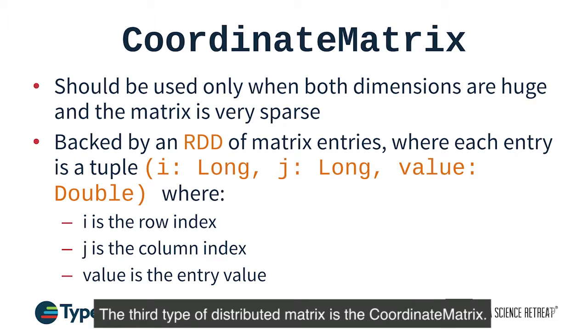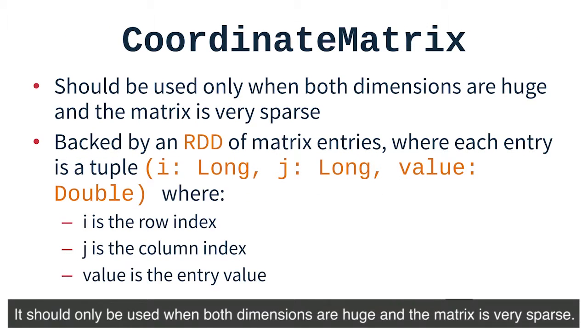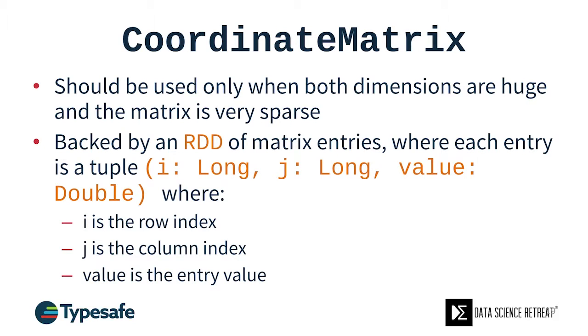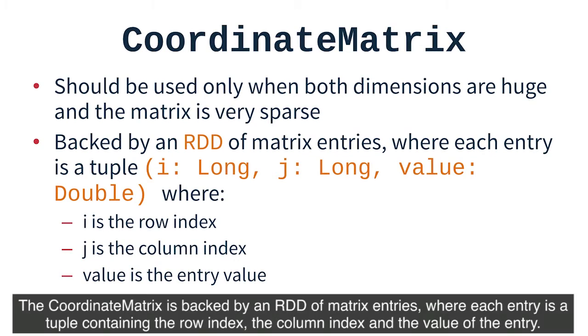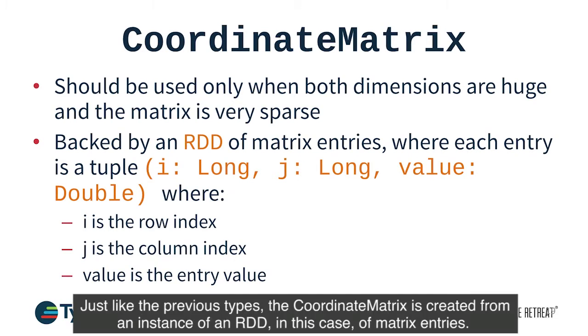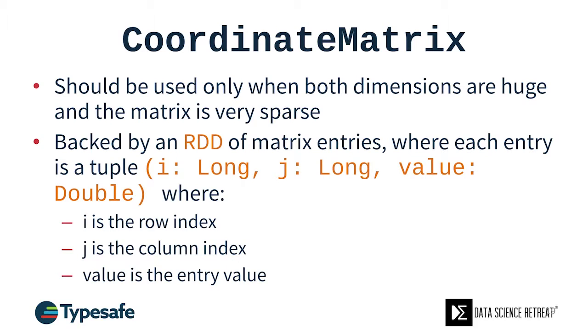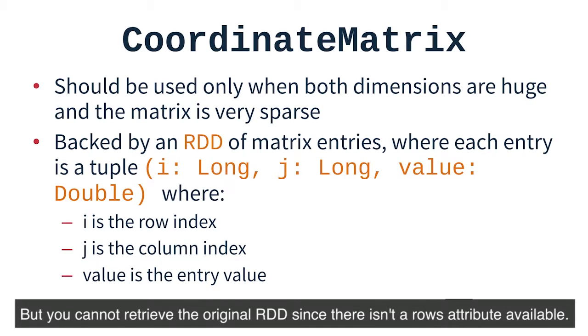The third type of distributed matrix is the coordinate matrix. It should only be used when both dimensions are huge and the matrix is very sparse. Unlike the other 2 types, there is no separate array for the values. The coordinate matrix is backed by an RDD of matrix entries, where each entry is a tuple containing the row index, the column index, and the value of the entry. Just like the previous types, the coordinate matrix is created from an instance of an RDD, in this case of matrix entries. But you cannot retrieve the original RDD since there isn't a rows attribute available.